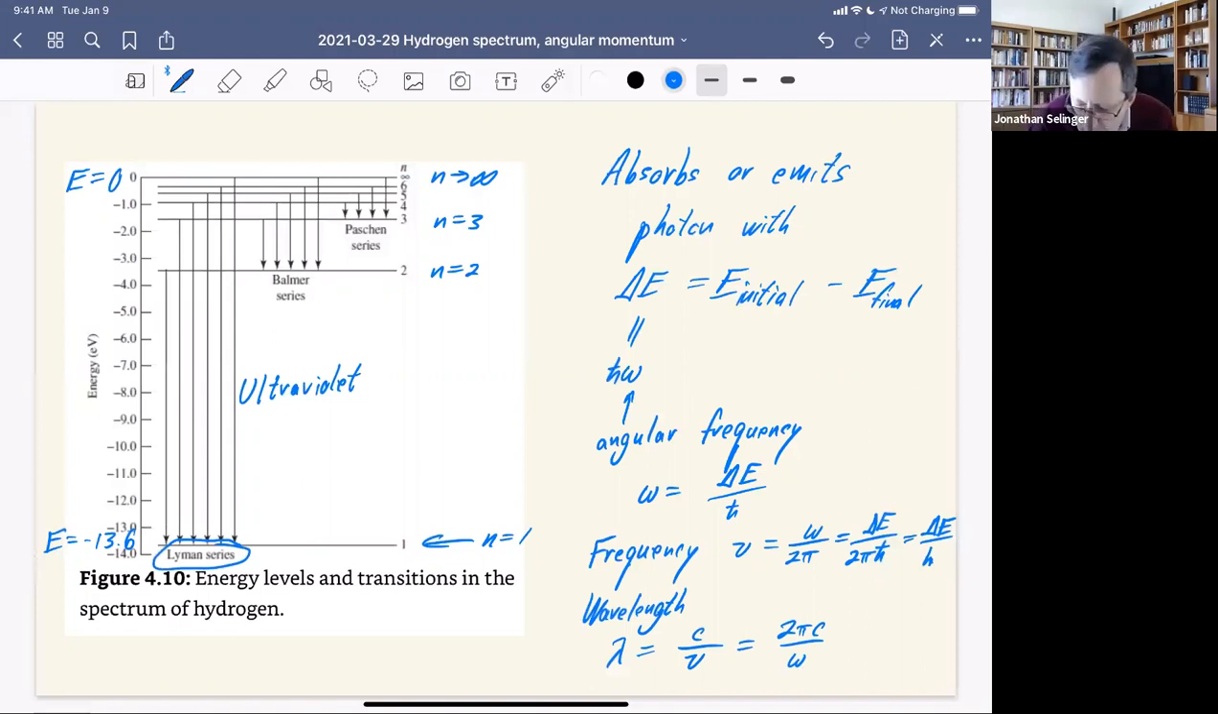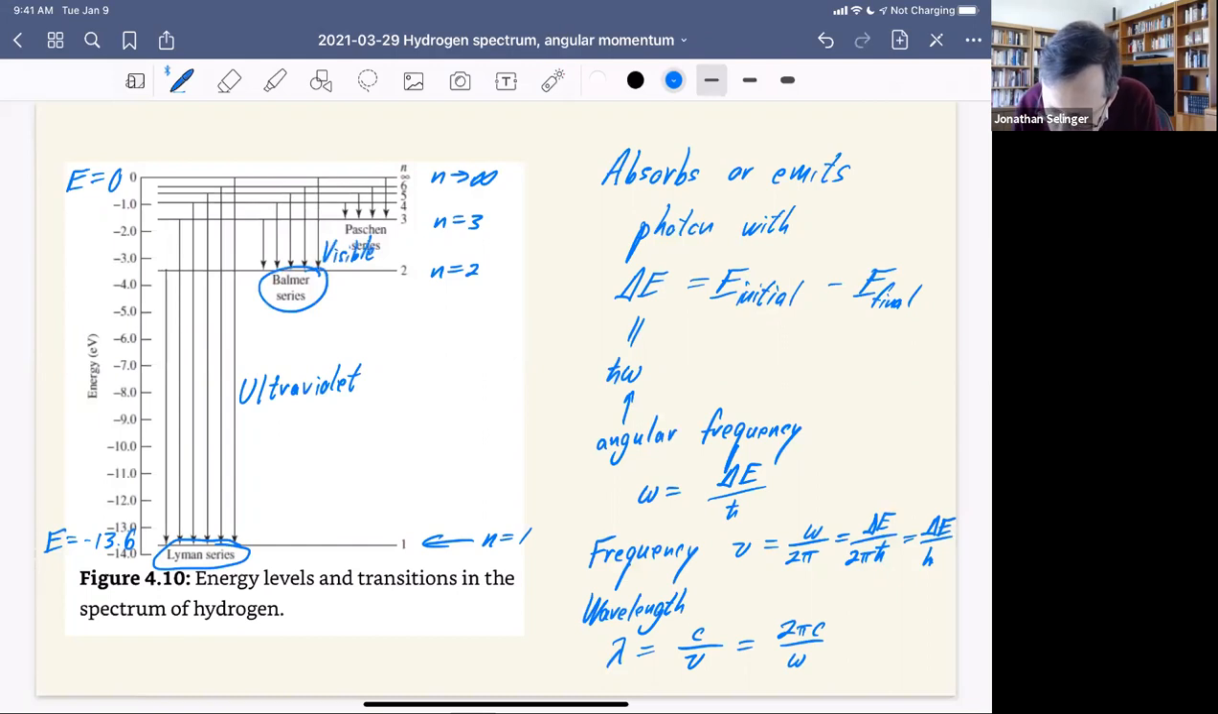based on who observed it, right? And then the series that are going from something down to n equals 2, that's smaller energy, smaller delta E, so smaller frequency, longer wavelength, and the wavelength here is visible. And this is called the Balmer series, which you might have learned about in the chemistry class.